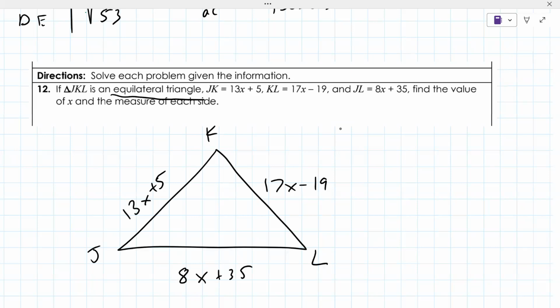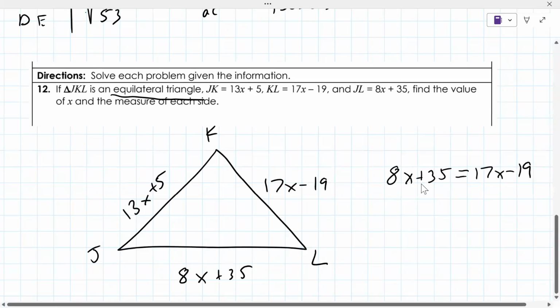I don't remember how to. What two equations did you use? 8x plus 35 and 17x minus 19. I forgot how to set it up. So you're setting them equal to each other like this? Did you write anything down like that? So you move the variable from the smaller side to the larger side.